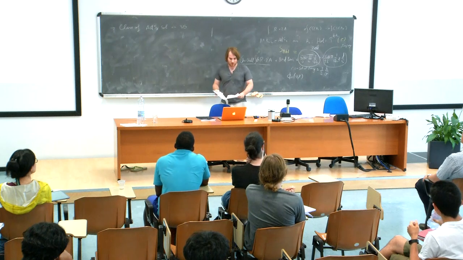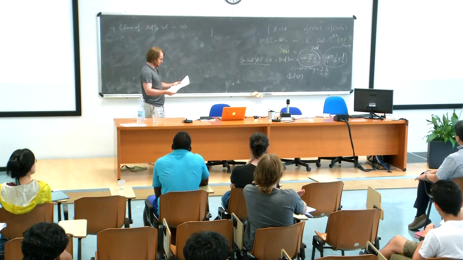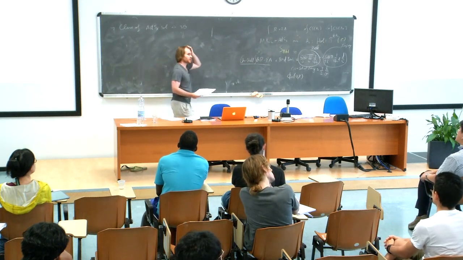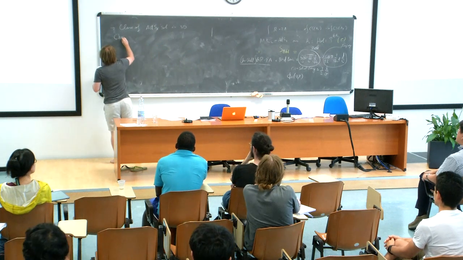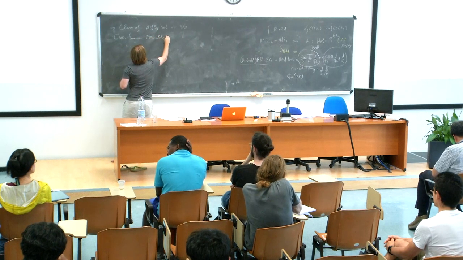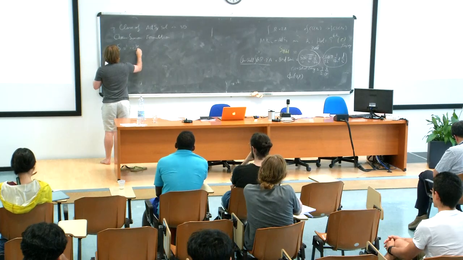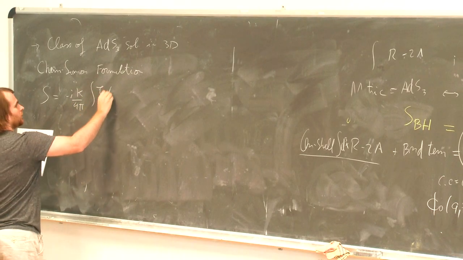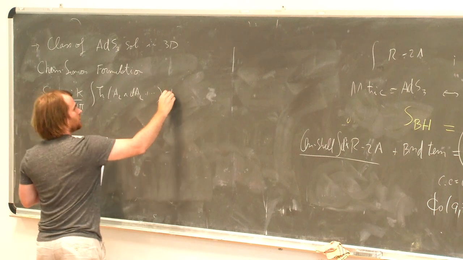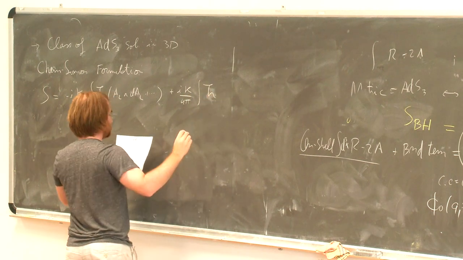But what I really wanted to do, I'll try to explain now. Instead of using the metric formulation, I want to use the Chern-Simons formulation. So in the Chern-Simons formulation, this action contains the following factors. This. What's the advantage of using Chern-Simons if there's equivalence? Yeah, I'll just show you.